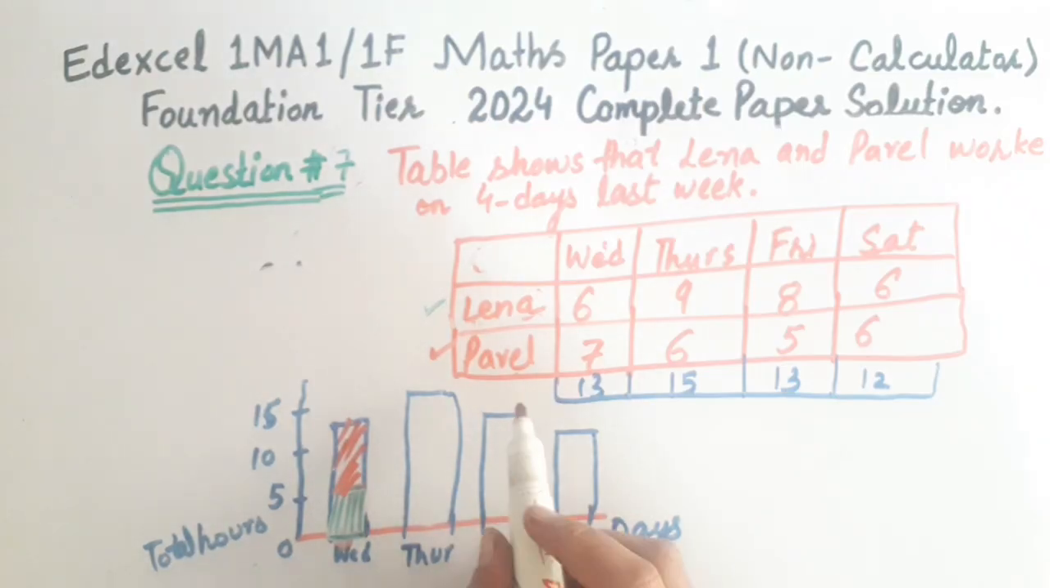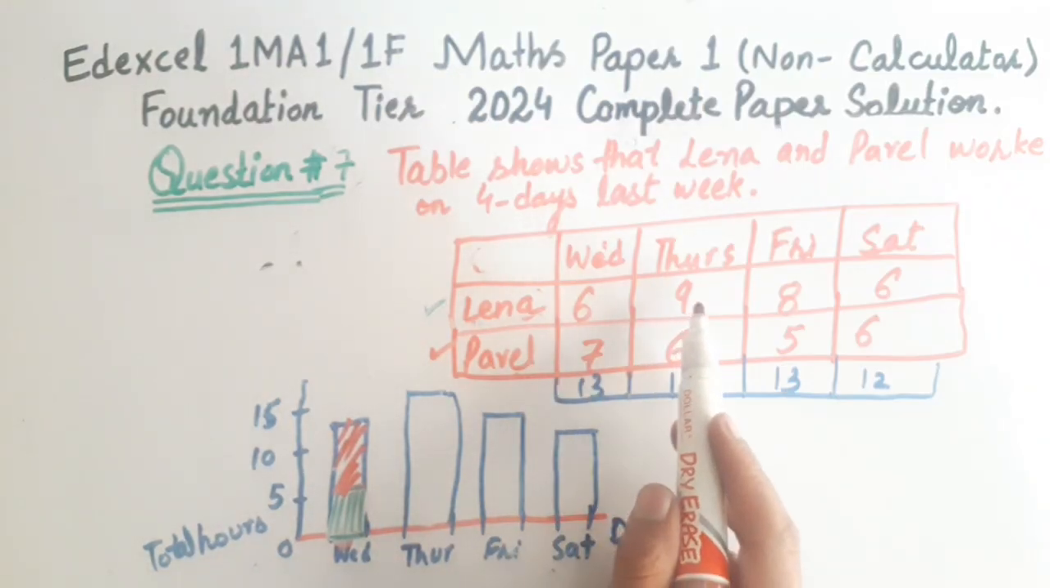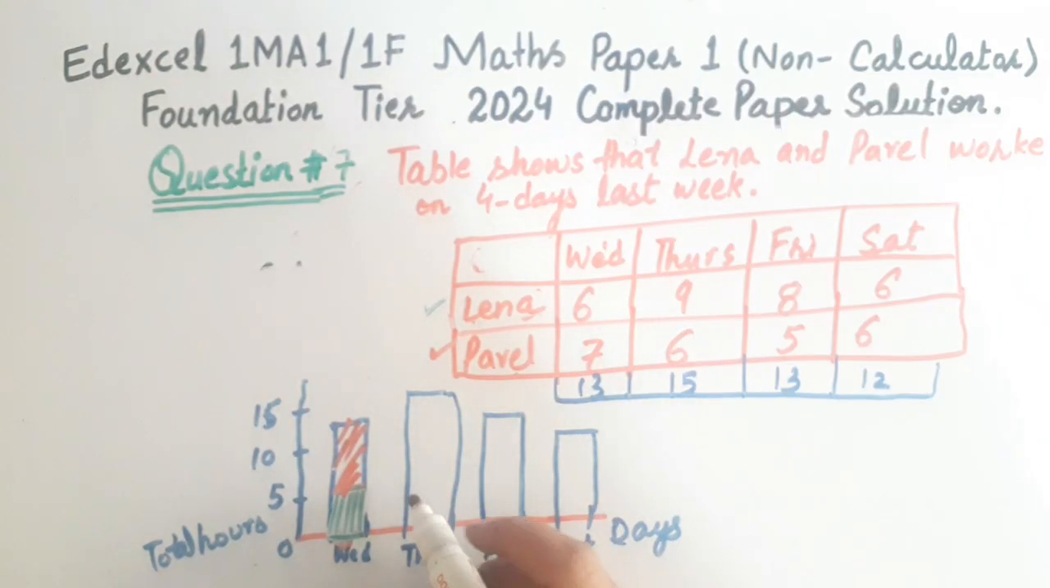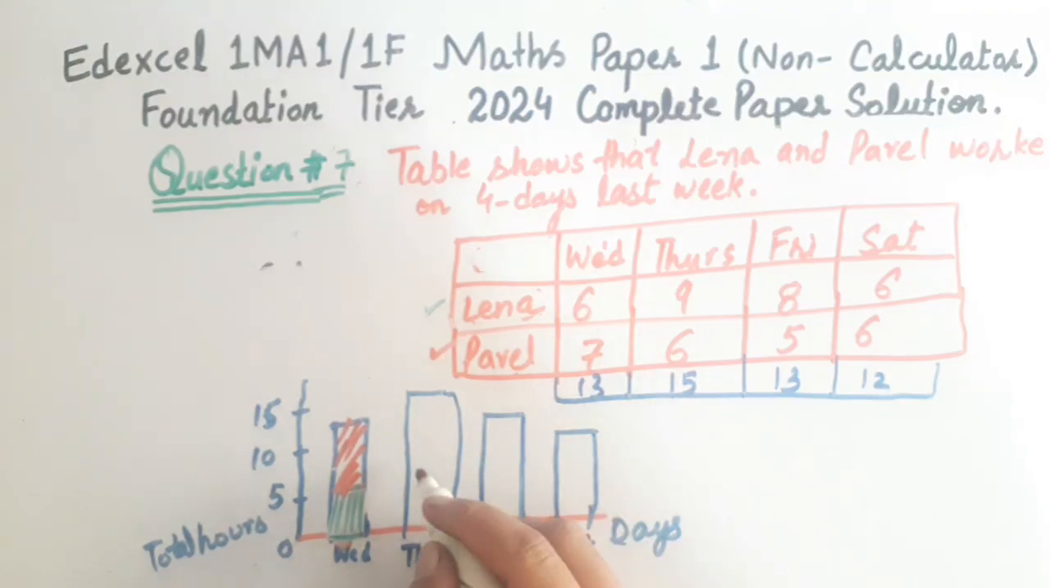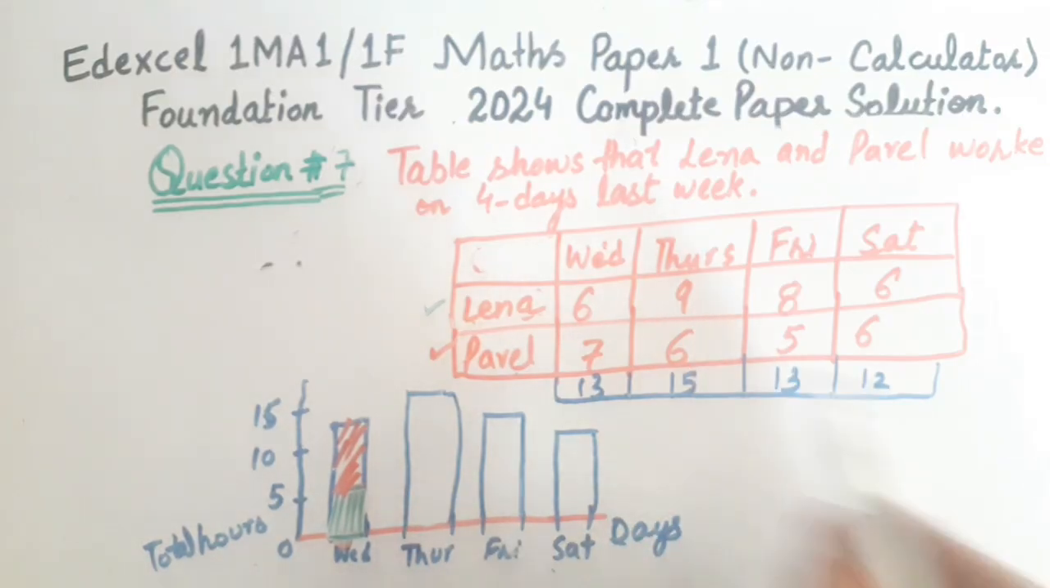Now for the second one, that is 9 and 6. So first for red we will use 6. On Thursday we use 9.